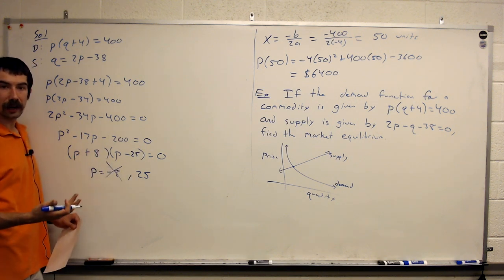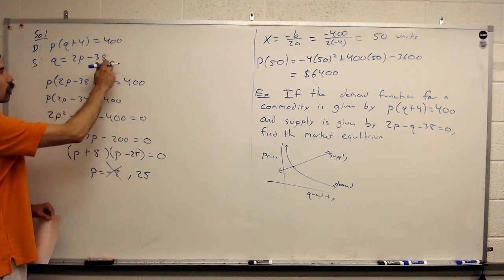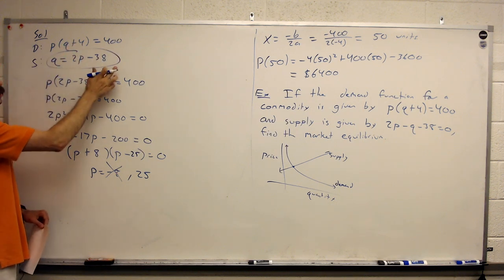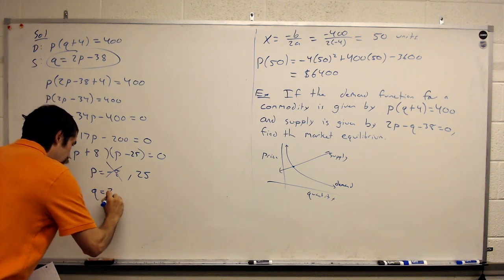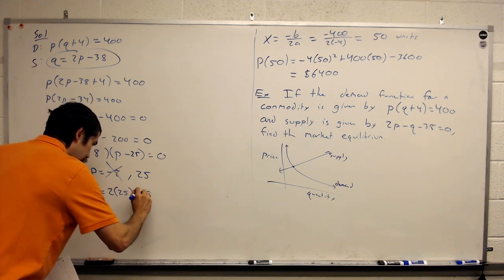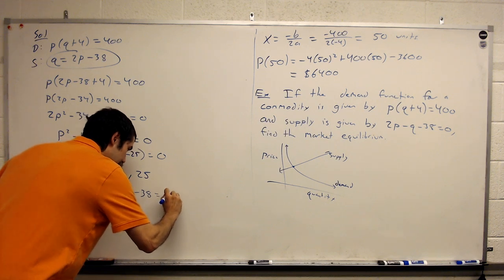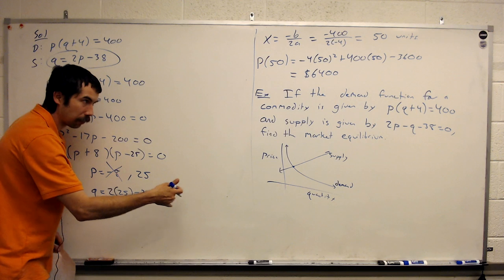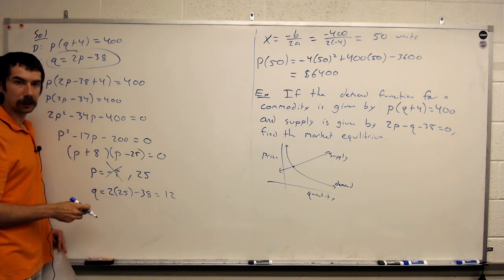How do we find the market equilibrium quantity? Well, we just sub this into either one of our equations and solve. Let's sub it into this one because we already have quantity in terms of price. So our quantity is 2 times 25 minus 38. And that gives 12. So the market will have 12 units sold at $25 a piece.